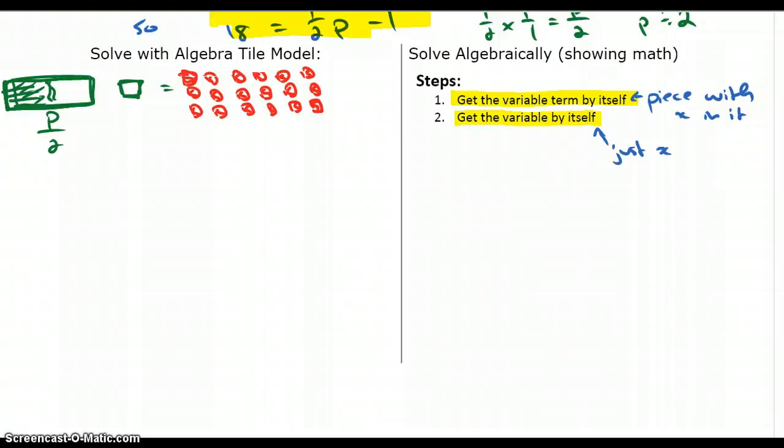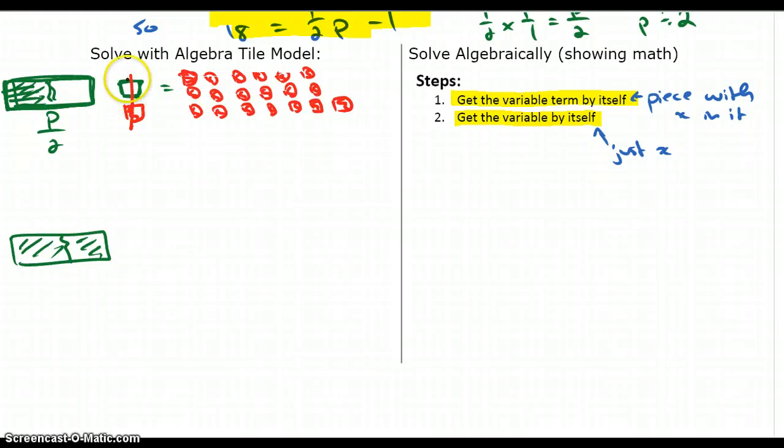Now the way to model a solution is that we want a whole P. We want to get to this. So we've got to get that by itself, right? Our first step is to get rid of this negative P, and in that case we're making a zero pair because we're getting rid of it. So we're adding a 1 to both sides, on the left and the right, so we can get rid of this piece. That's our first step.